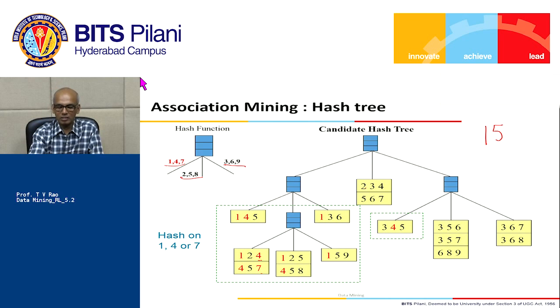Here is an item set starting with 2, so it goes into the middle branch. The item set starting with 3 goes into the third, the rightmost branch. Within here, if the next item is 4, since 4 should go into the leftmost branch, at the second level it goes to the leftmost branch. And when the second item is 6, we know it should go to the rightmost branch, so it goes into the rightmost branch.